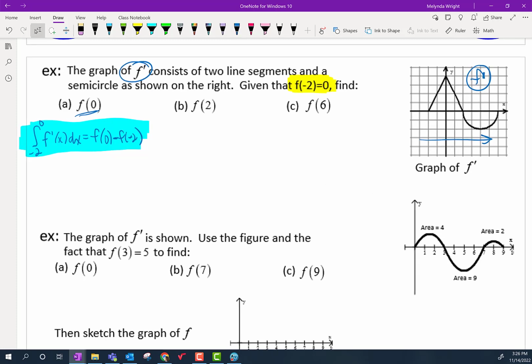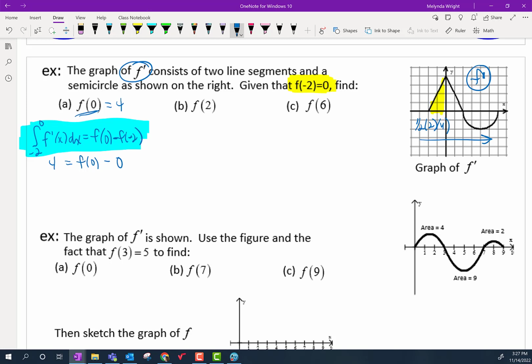So I'm going to go over here to my graph, and I'm going to calculate the area from -2 to 0. We're looking at this area in here, -2 to 0. It's a triangle. Half base times height. So that is going to be 4. So this 4 equals f of 0, which is what we're looking for, minus f of -2, which is what we were given, and it's 0. So we know from our work that f of 0 is 4. All right, how are we doing?